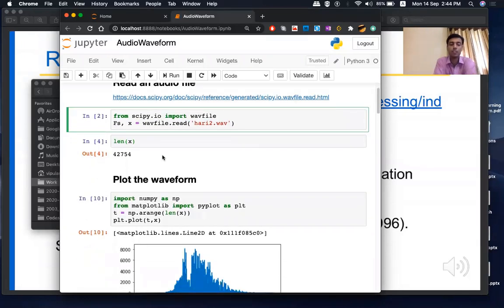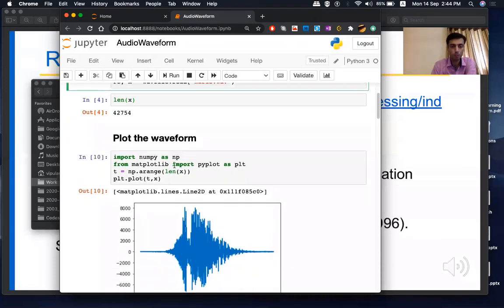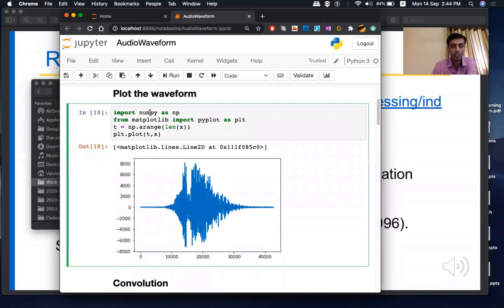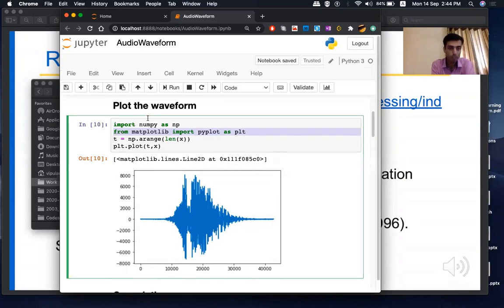Now this is a waveform. This is a time series. How do I analyze this time series? Let me start with plotting, because that gives me the best intuitive feel of what is happening. I just take a signal and plot it. So, plot the waveform. For plotting, I am using the matplotlib library, which has the pyplot module, which I have nicknamed as plt.